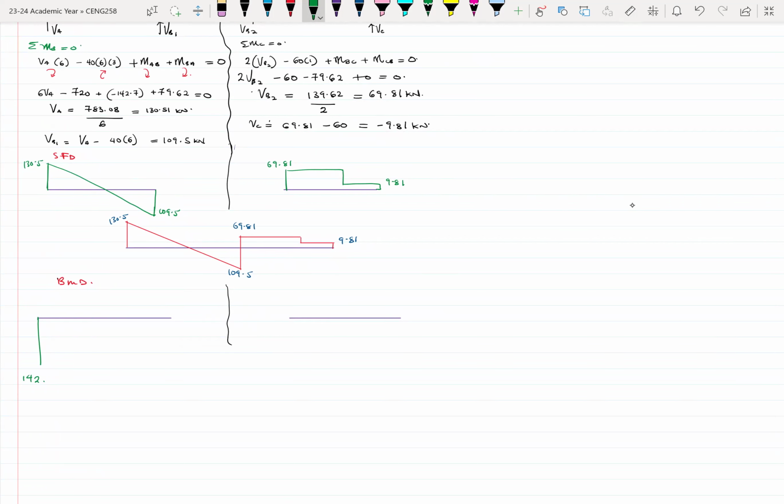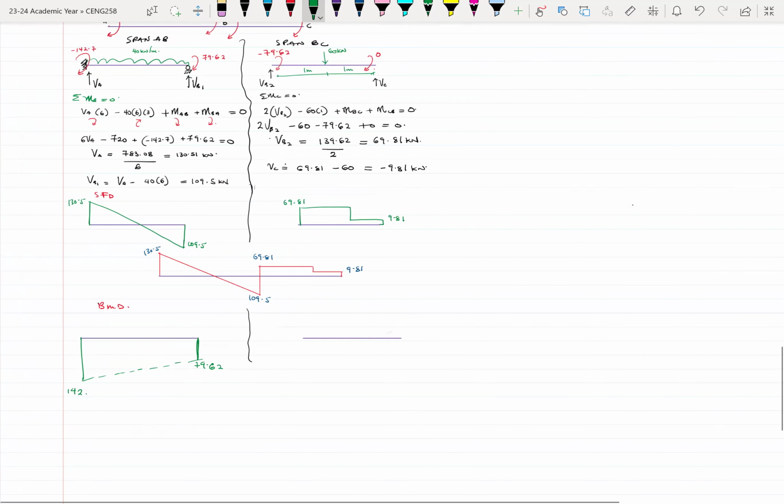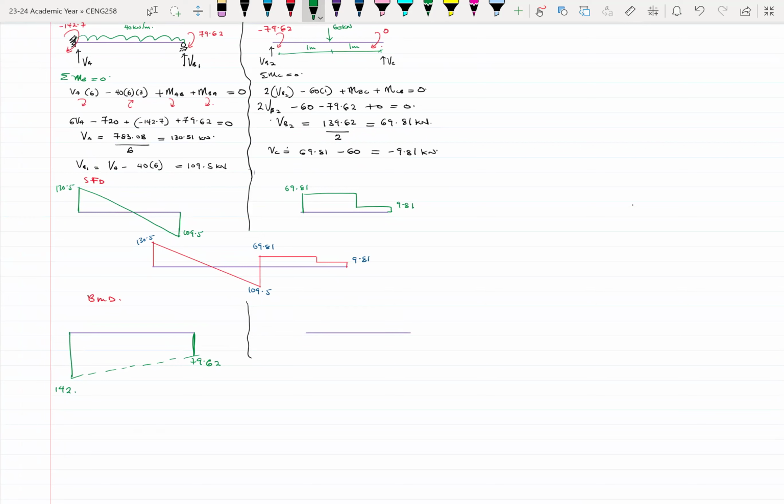We also had another negative value here, because they're all hogging anyway. So here we had 79.62 over here. Typically this diagram I just drew is a bending moment diagram only due to the end moment. But because there's a UDL on it, sometimes the easiest way is to find the UDL moment as wL squared over 8. So it's 40 times 6 squared over 8, and then you draw that in between.